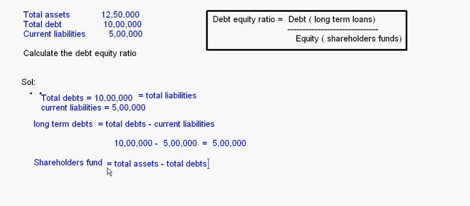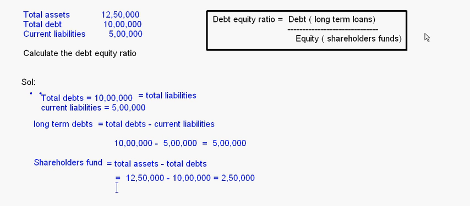As we know, the asset side and the liability side of the balance sheet should tally, and the liability side also includes the shareholders funds, right? So this formula comes: shareholders fund will be equal to the total assets minus total liabilities. So whatever remains will be your shareholders fund. So here we have the total assets as 12,50,000 minus the total debt of 10 lakh, right? So that comes to 2,50,000.